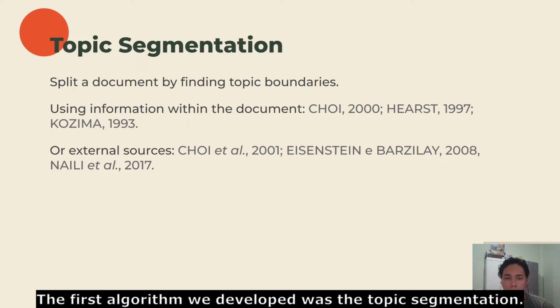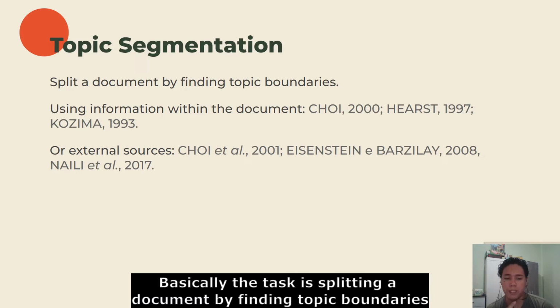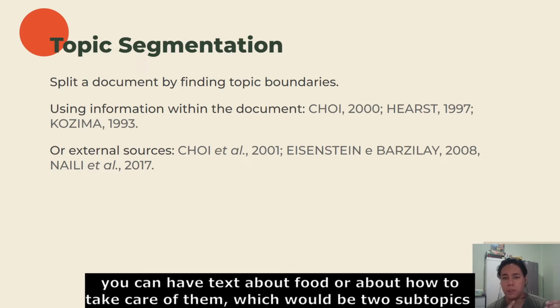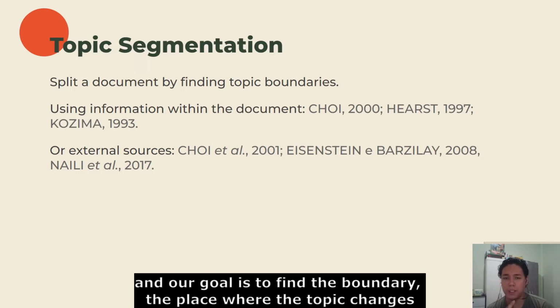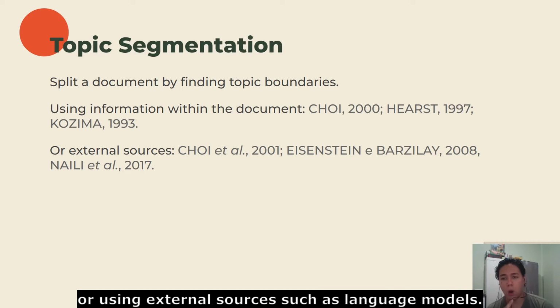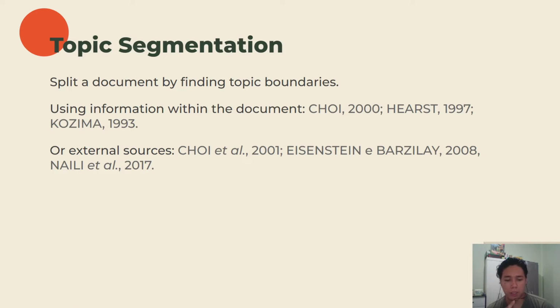The first algorithm we developed was the topic segmentation one. And basically, it's the task of splitting a document by finding topic boundaries. So if you have a document about dogs, you can have text about food or about how to take care of them, which would be two subtopics. And our goal is to find the boundary, the place where the topic changes. You can do that by analyzing just the words from the text or using external sources, such as language models.